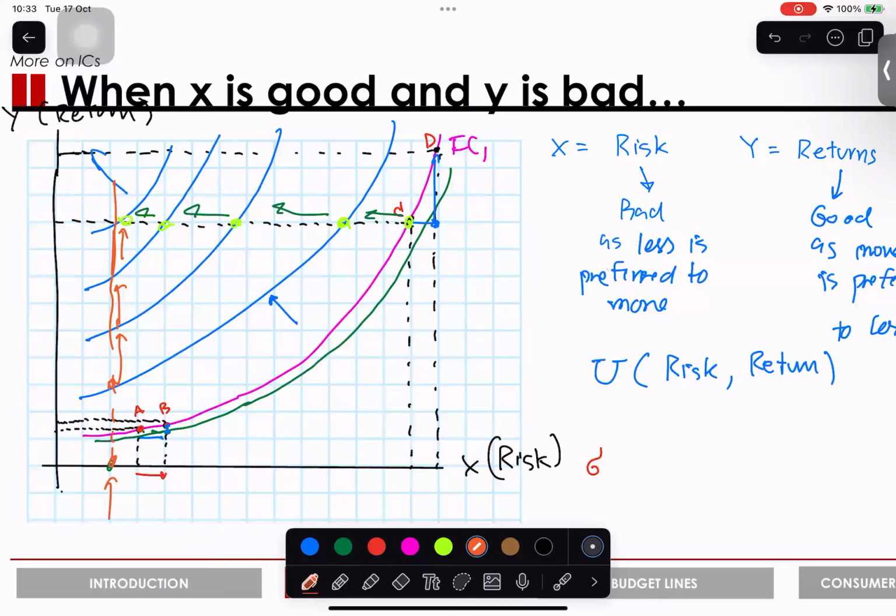Northwest. Improve utility. Yeah. Okay, let's take a break then. We finished indifferent curve already.